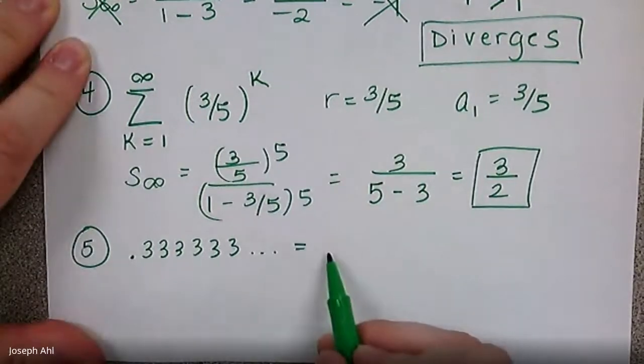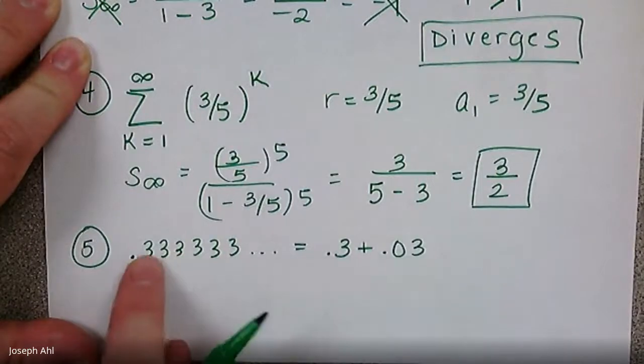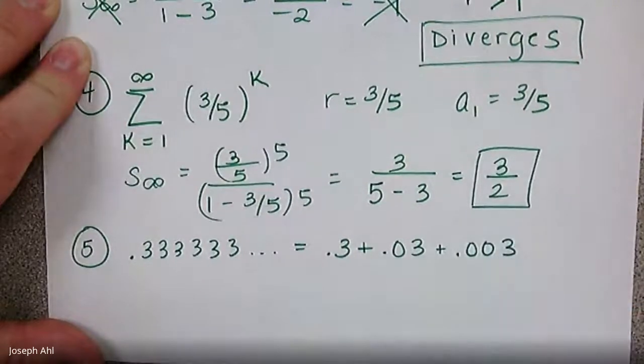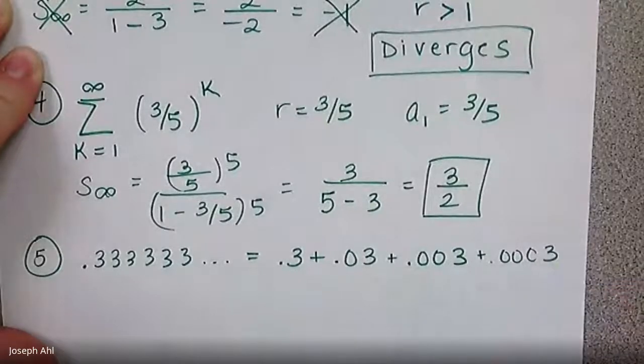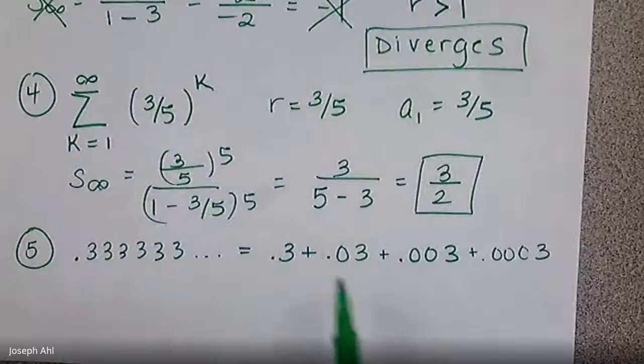Well, I want you to think of this as being 0.3 plus 0.03. If you do 0.3 plus 0.03, that gets you 0.33, right? Plus 0.003, plus 0.0003. And if you add up all these terms, you start getting the repeating decimal, 0.3 repeating. So if you look at the fact that these terms are decreasing as time goes on, that means we must be multiplying by a ratio that is less than 1. So that's the good news about this.